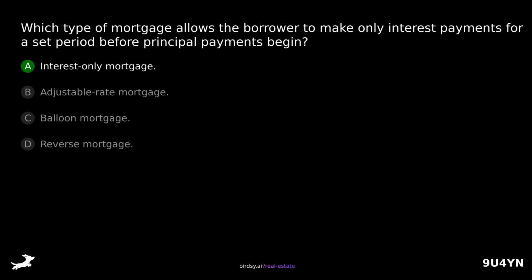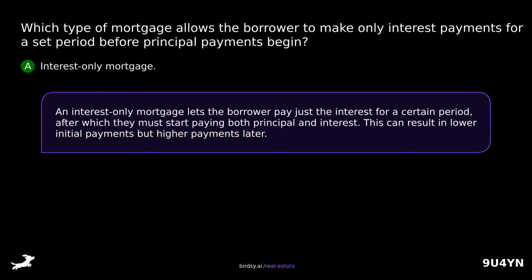The correct answer is A. Interest-only mortgage. An interest-only mortgage lets the borrower pay just the interest for a certain period, after which they must start paying both principal and interest. This can result in lower initial payments but higher payments later.